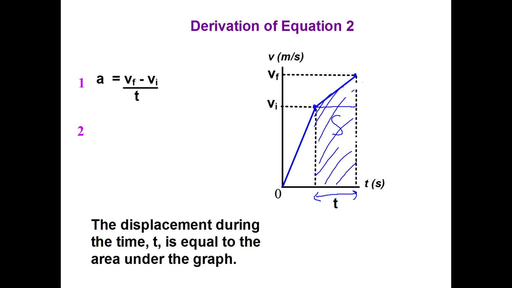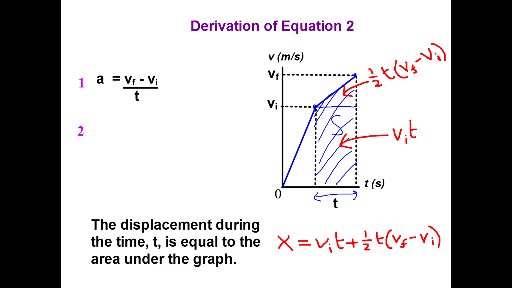The rectangle is just Vi t. Vi is the vertical side of the rectangle, and t is the horizontal side of the rectangle. To get the area of a triangle, you have to do half of base times height. So 1/2 multiplied by t, which is the base, multiplied by Vf minus Vi, which is the height. Vf is the final velocity and Vi is the initial velocity. If we take one number away from the other, we get the height of the triangle.